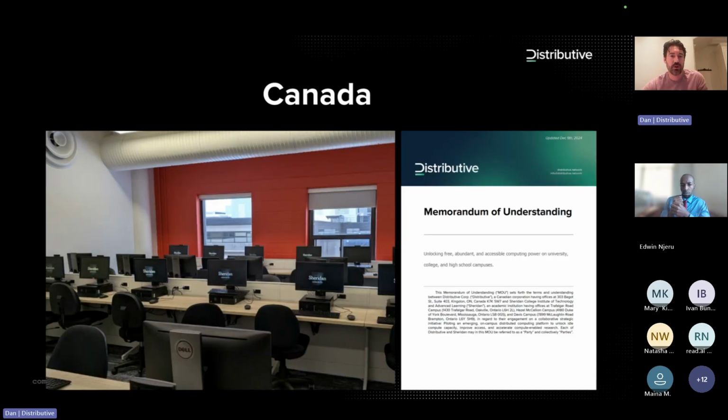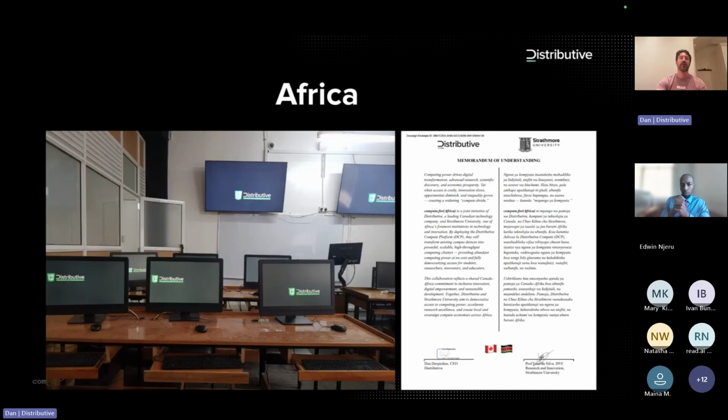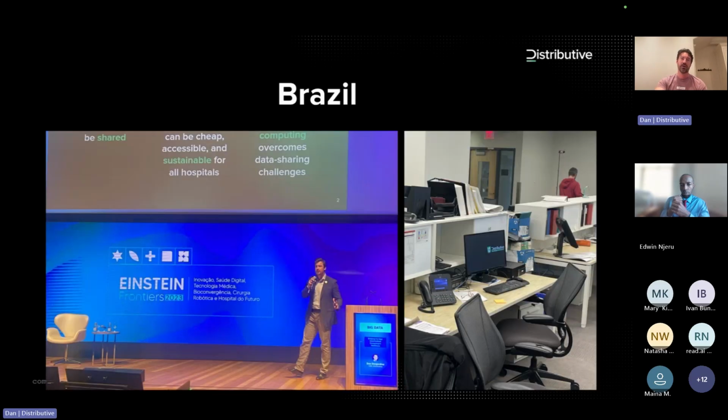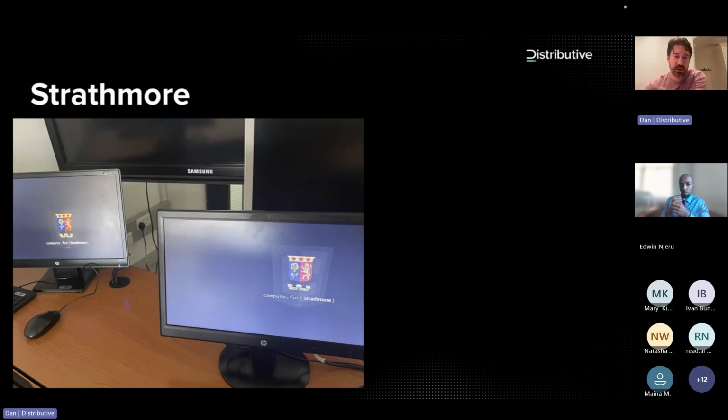These are libraries and campuses full of computers that are running compute. This is Africa Nazarene University. This is Australia. They have 200 computers doing work over there. This is in Brazil at a hospital. And this is as of just yesterday, Strathmore University, where there are computers creating clusters that are usable.